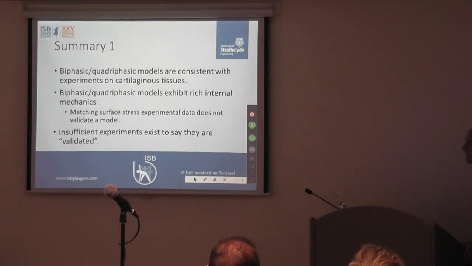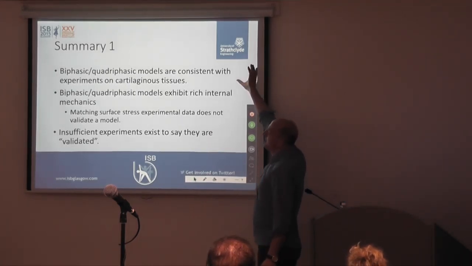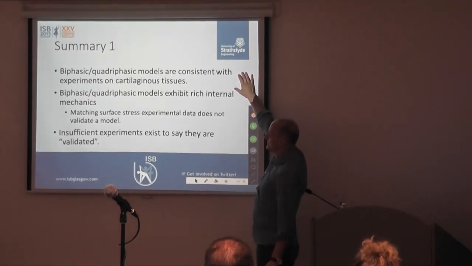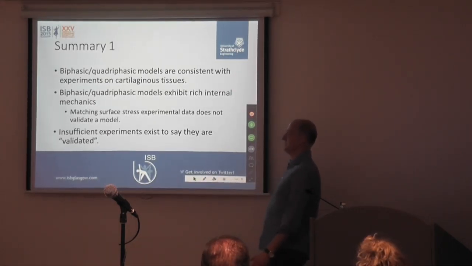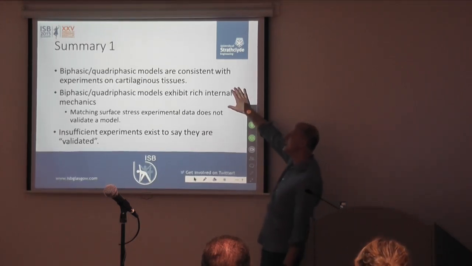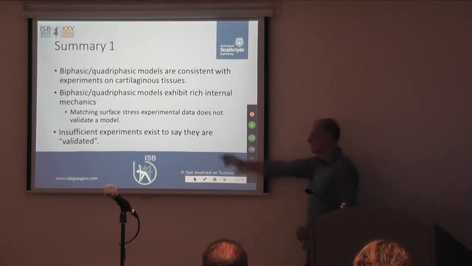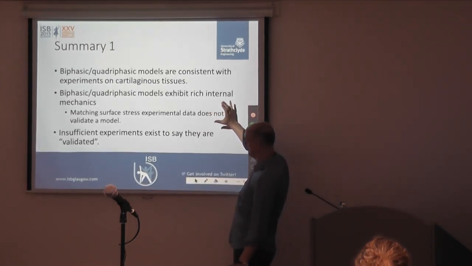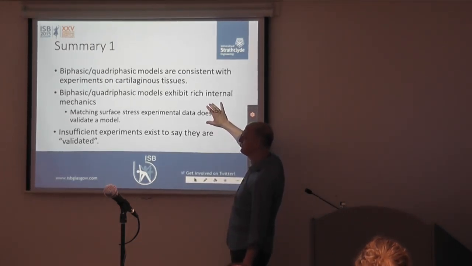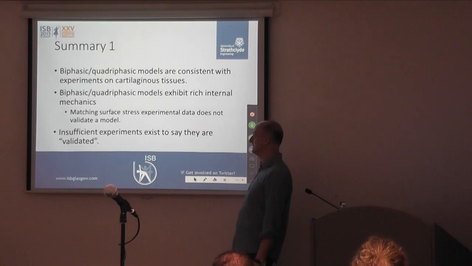So, in summary, biphasic and quadriphasic models are consistent with experiments on cartilaginous tissues, more so than viscoelasticity. They have some really interesting, rich internal mechanics. And whilst lots of models can match surface stress, surface stress does not validate a model for me. You've got to look at a lot more detail.